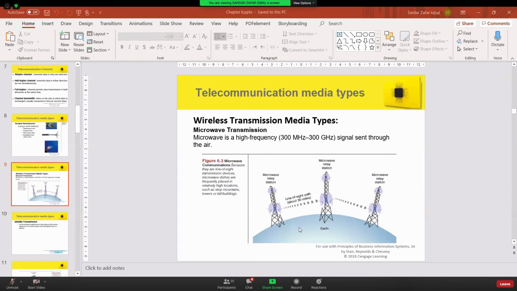Right. So what is the purpose? Because they want line of sight, because one tower needs to communicate with another tower. So they must be visible to each other. There should be a line of sight. Then the data will be transmitted. This is one of the problems: you need line of sight for that, and sometimes it's difficult to provide line of sight everywhere.